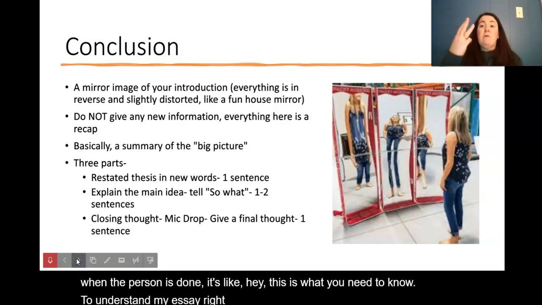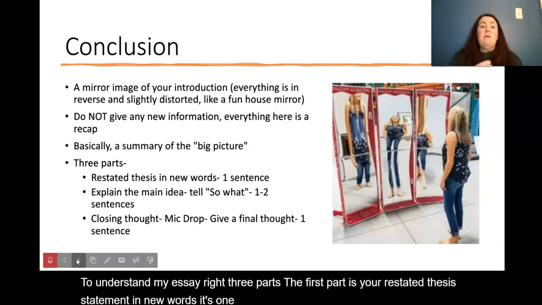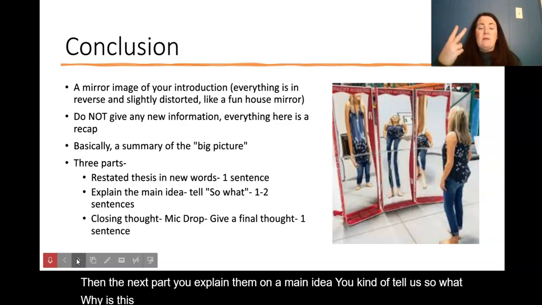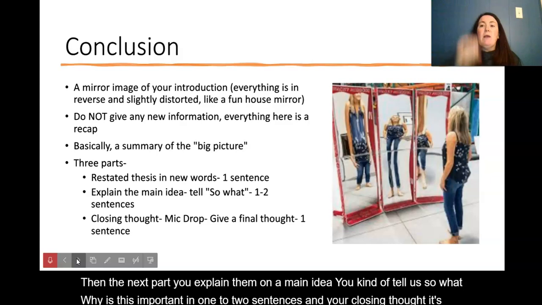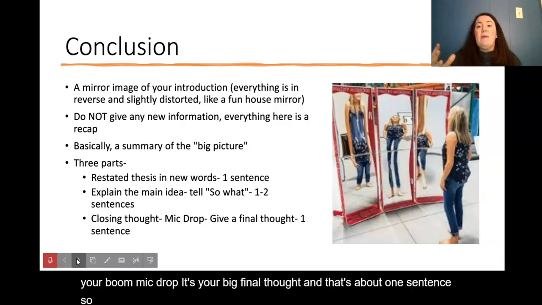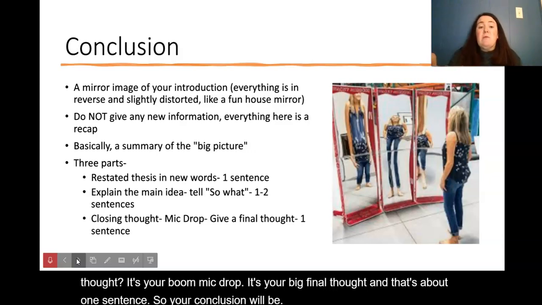There are 3 parts. The first part is your restated thesis statement in new words. It's 1 sentence long. Then the next part, you explain the main idea. You kind of tell us, so what? Why is this important, in 1 to 2 sentences? And your closing thought, it's your boom, mic drop. It's your big final thought. And that's about 1 sentence. So your conclusion will be 3 to 4 sentences long.